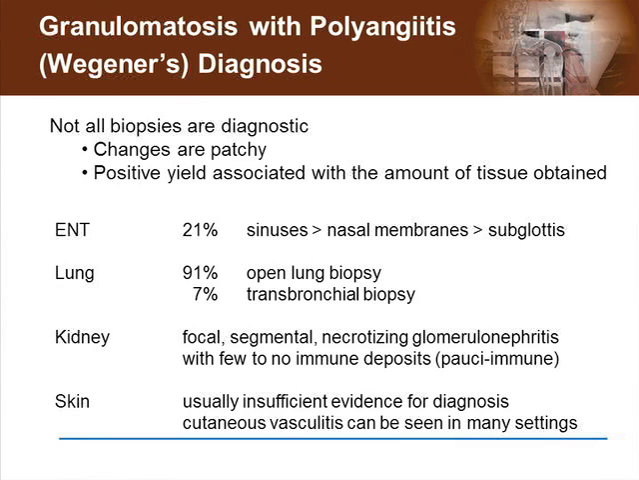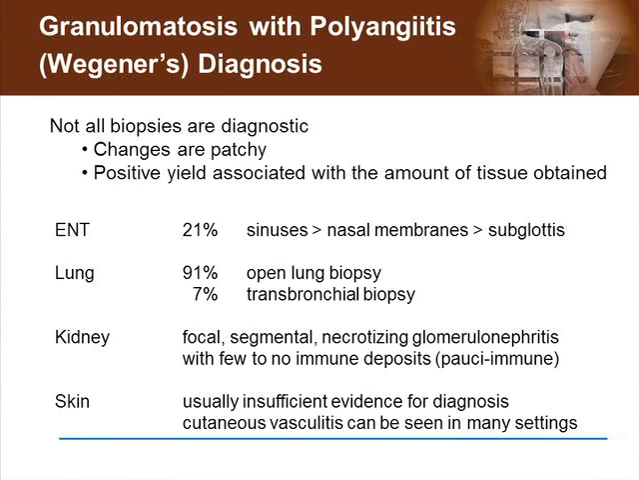Tissues from the ear, nose, and throat region are relatively less invasive, but have a relatively low rate also of diagnostic positivity of 21% or less. The highest yield comes from biopsy of radiographically abnormal pulmonary parenchyma, and studies from open lung biopsies have revealed yields of upwards of 91%. Transbronchial biopsies are far less invasive, but have a very low positive yield of 7% because of the small amount of tissue that can be obtained.